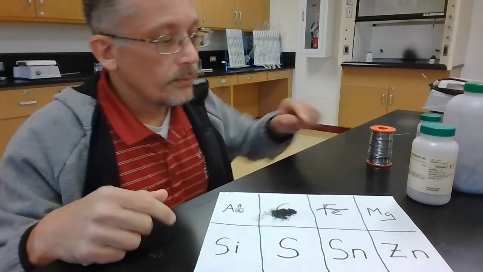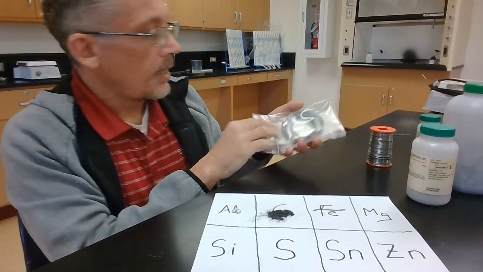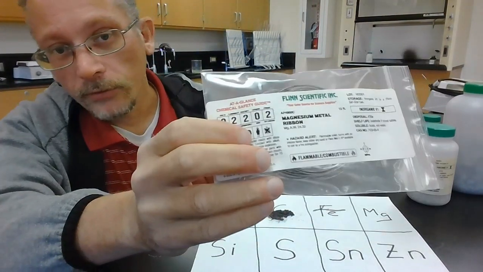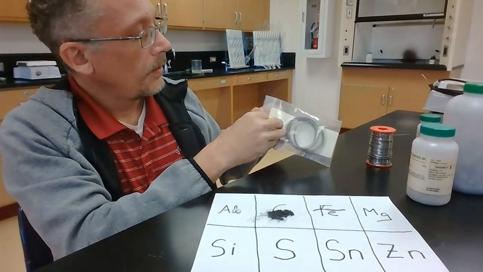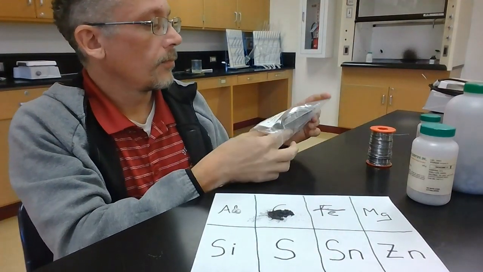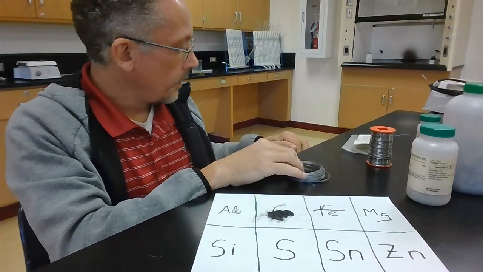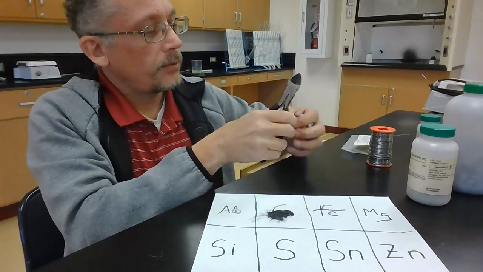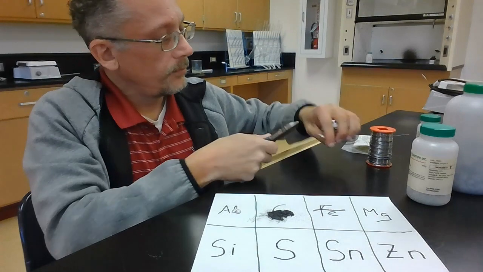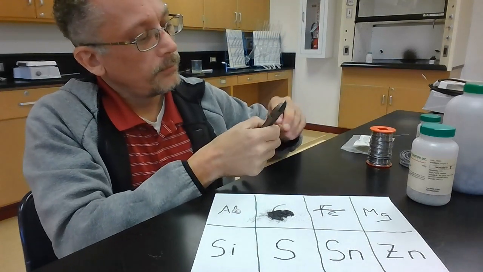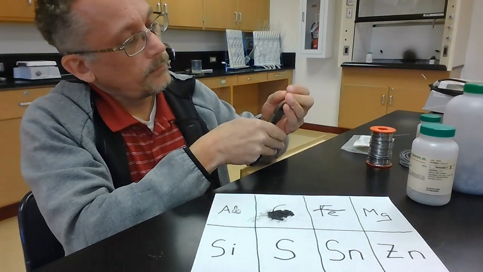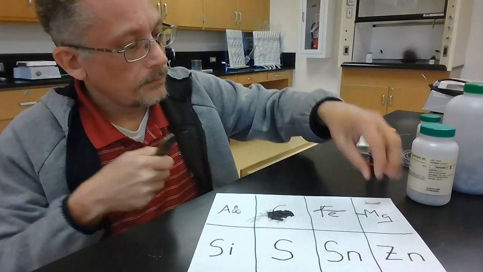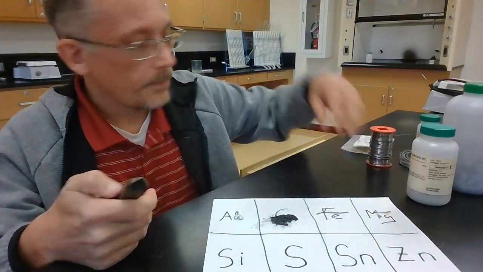Okay. Next one we got there, magnesium. I have some magnesium ribbon here. I'm going to use my wire cutters again, and I'm going to get a couple little pieces of magnesium ribbon. Little pieces of magnesium there.